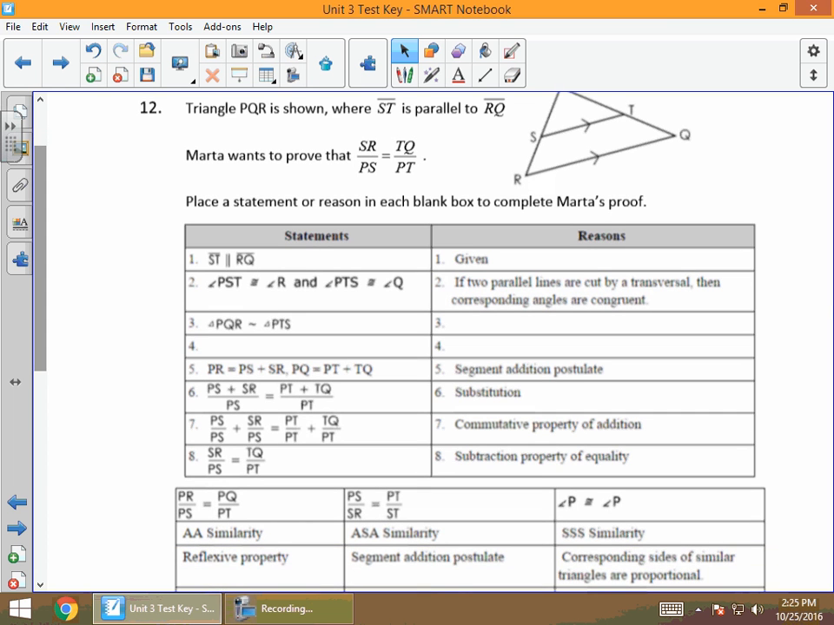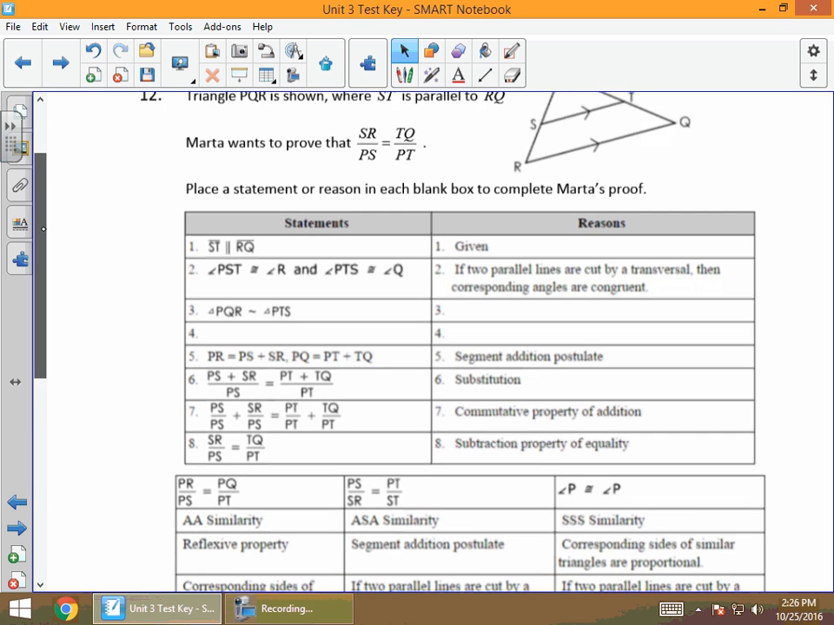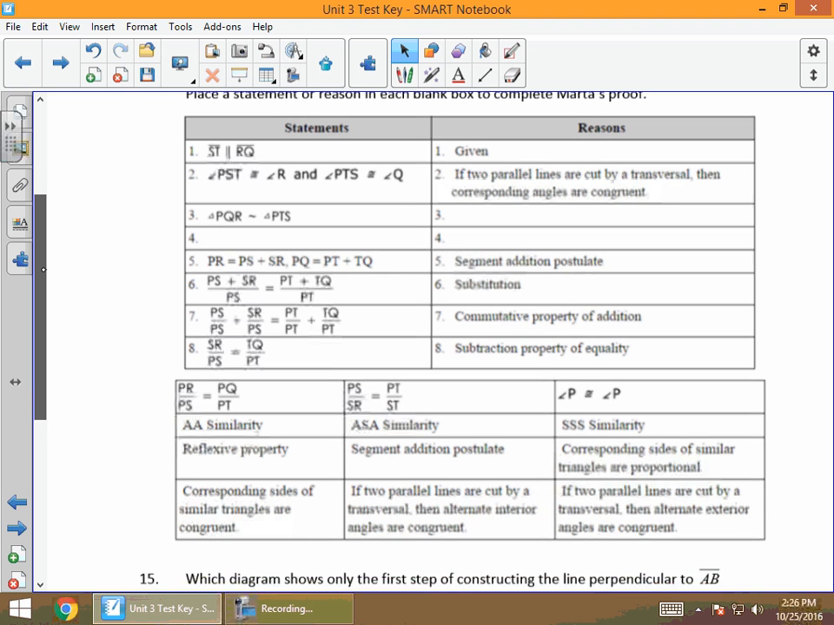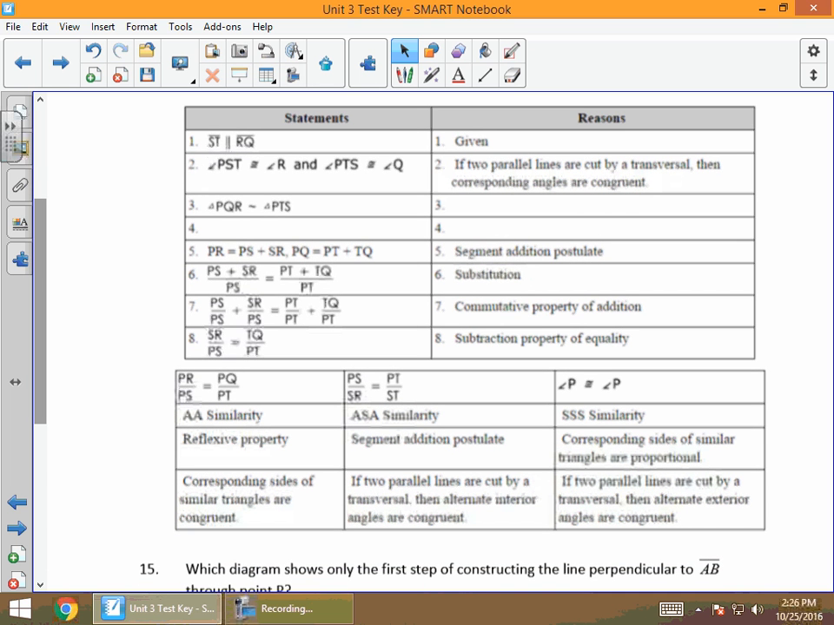So number 12 is a proof. It says triangle PQR is shown where ST is parallel to RQ. Marta wants to show that SR over PS is equal to TQ over PT. So place a statement or a reason in each box of Marta's proof, and there was a guess box down there, so you could kind of guess that. So this is worth 1 point, but you have to have everything right. You have to have all the parts right. You cannot have any mistakes anywhere.